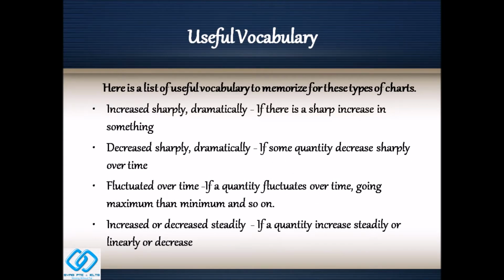In line graphs, you can use some vocabulary like increased sharply or dramatically, which will explain the sharp increase in data, or you can use decrease sharply or dramatically, which represents the lowering or decreasing data. Or you can also use words like fluctuated over time if a quantity fluctuates over time, or you can use going maximum then minimum, and so on. These are the words that you can use in terms of a line chart to be able to get good marks.